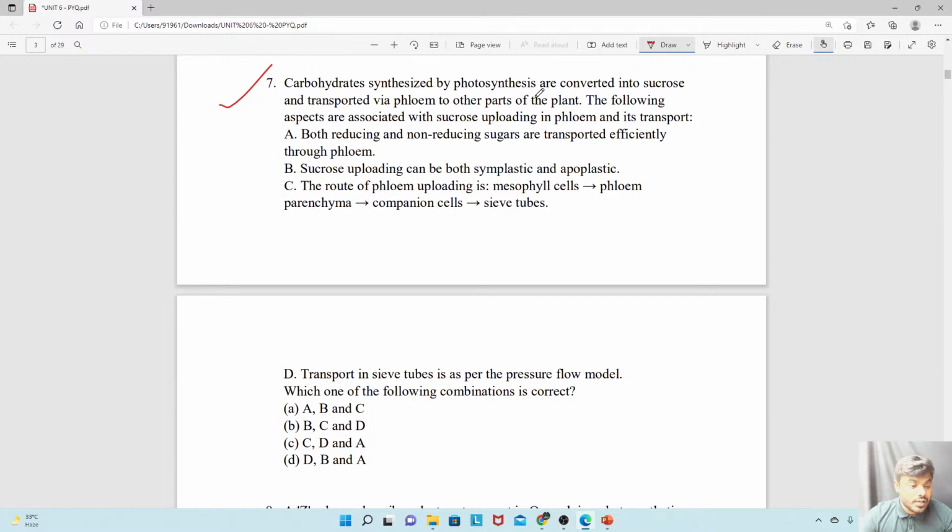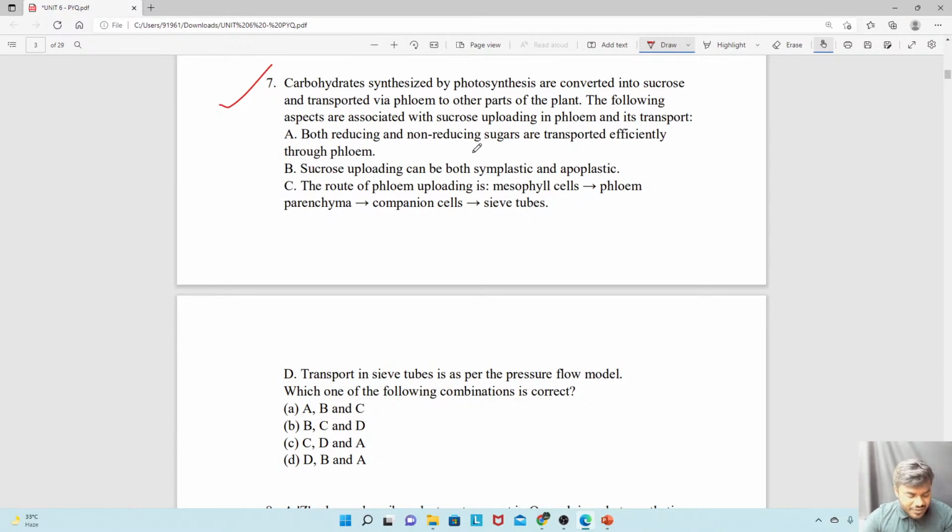Sunita said B. Okay, what about others? Friends, you know, you can easily analyze the question. Every student answer my question. In the phloem, can reducing sugar be transported or can non-reducing sugar be transported?